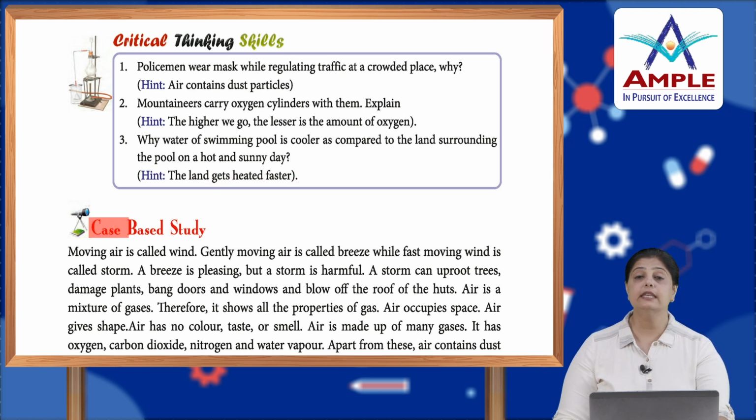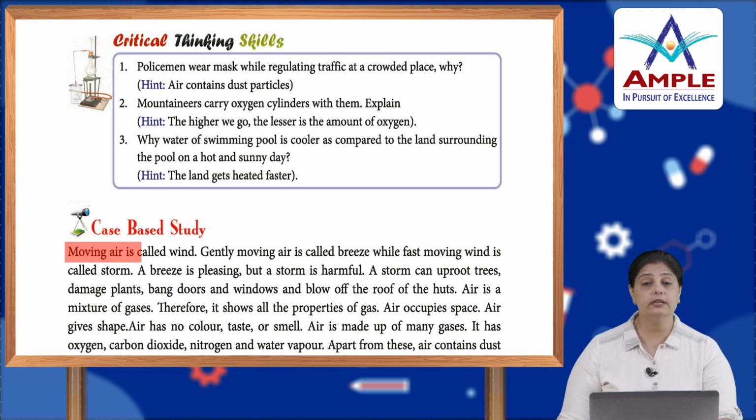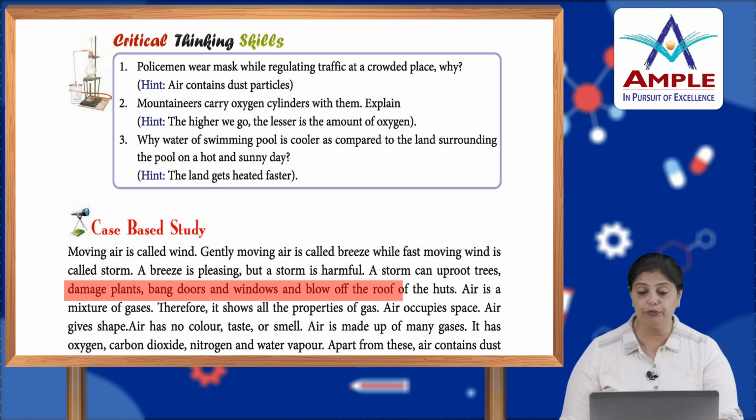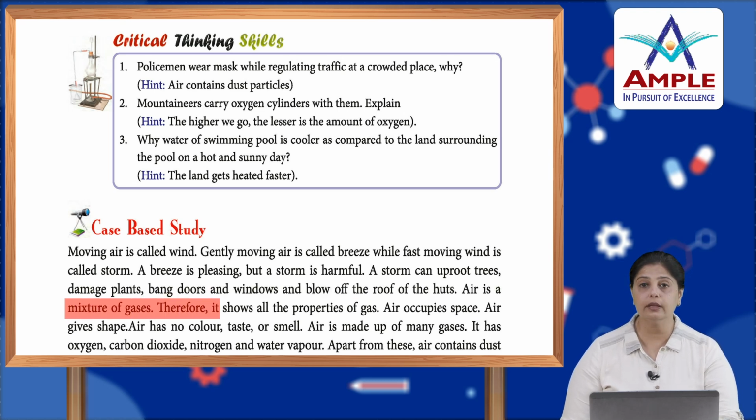Okay. Now, case-based study. Moving air is called wind. Gently moving air is called breeze, while fast moving wind is called storm. A breeze is pleasing, but storm is harmful. A storm can uproot trees, damage plants, bang doors and windows and blow off the roof of the huts. Air is a mixture of gases. Therefore, it shows all the properties of gas. So, this is just a gist of what we've already learnt in the chapter.